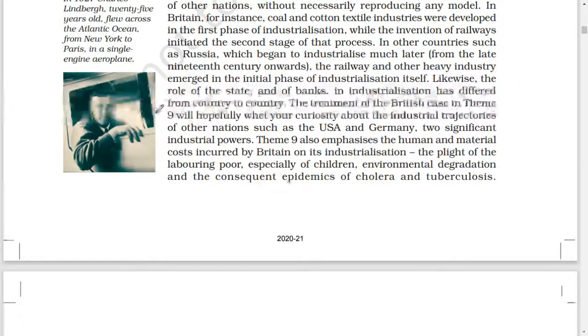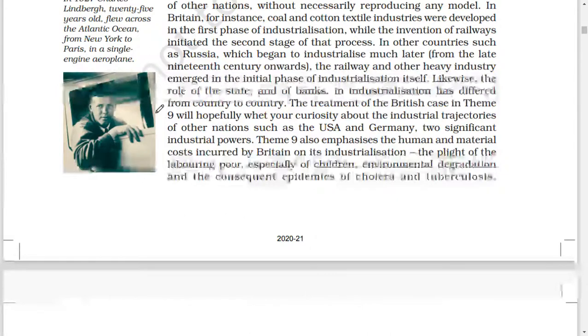Likewise, the role of the state and of banks in industrialization has differed from country to country. The treatment of the British case in Theme 9 will hopefully whet your curiosity about the industrial trajectories of other nations such as the USA and Germany, two significant industrial powers.